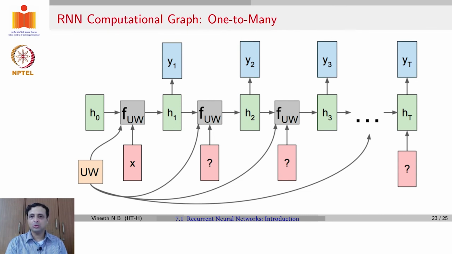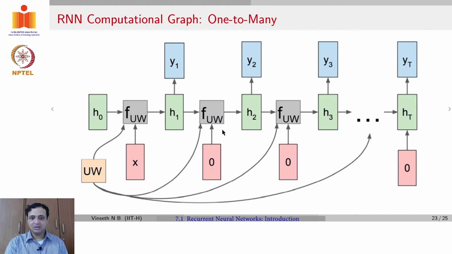Why do we need to talk about this? Remember, FUW is the same function at every time step. We already know that at the first time step, FUW needed two inputs, X and H0, which means at every time step, it does need two inputs. What do we do? One option, we can input zeros at every time step. That could be one option that we can provide.